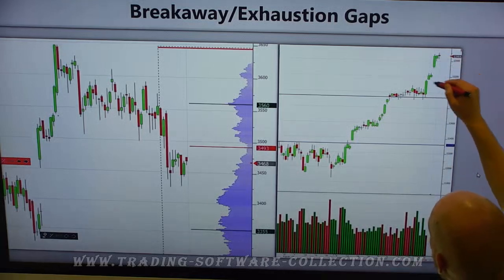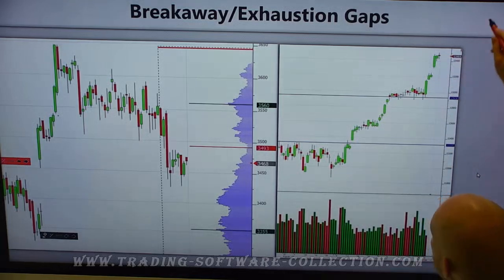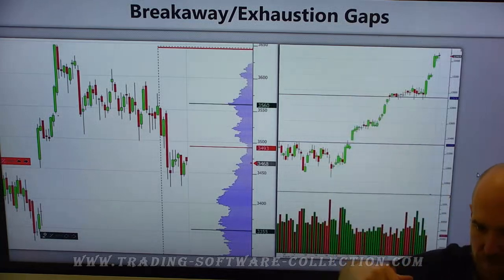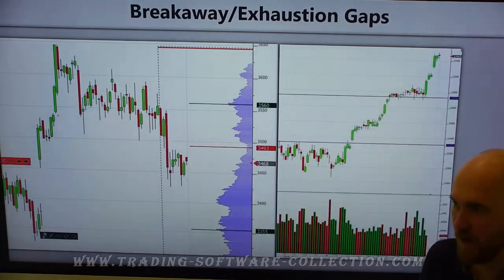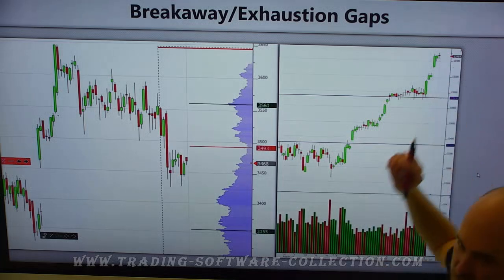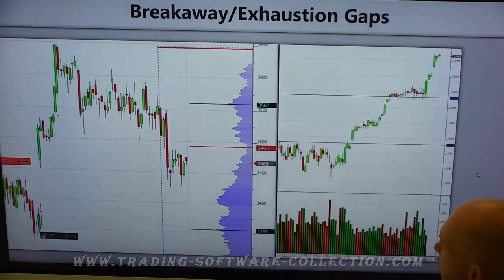This one came off, filled the gap in, dropped. We then got another gap up. So sort of double exhaustion gap in a way. But I negated this exhaustion, then exhaustion again, and then we came off.